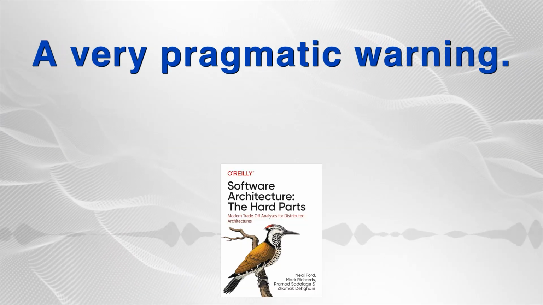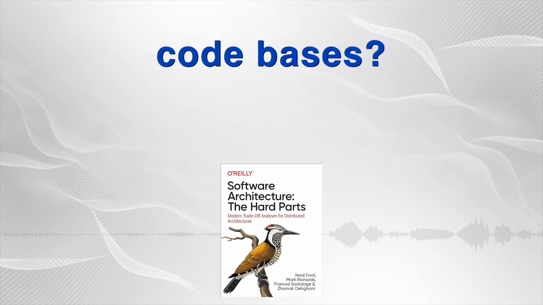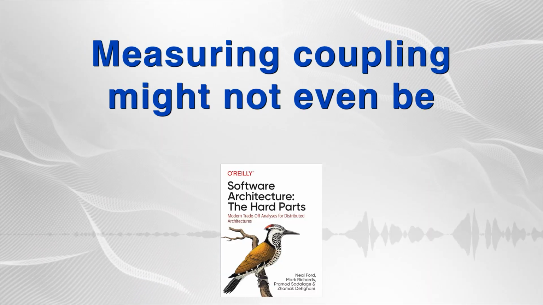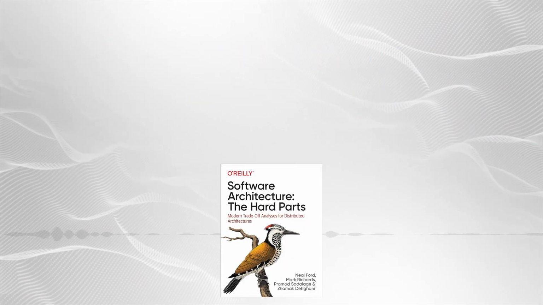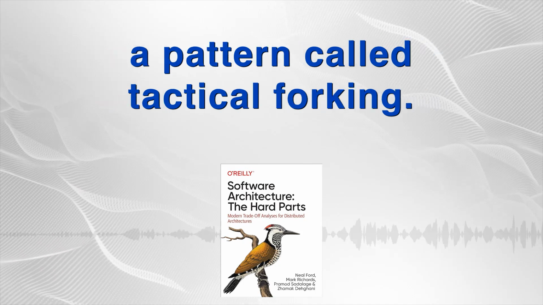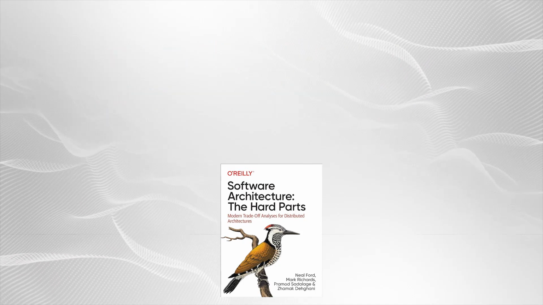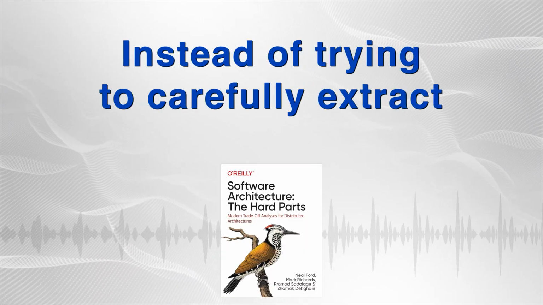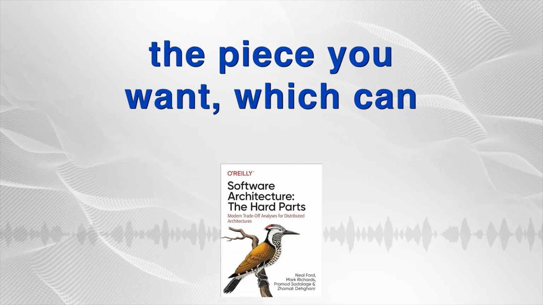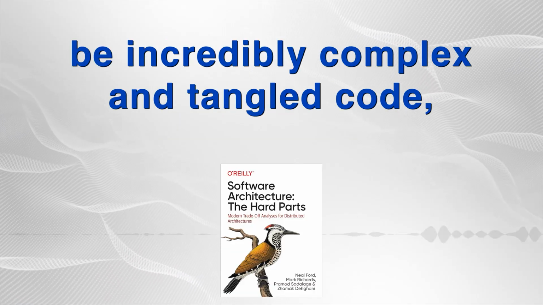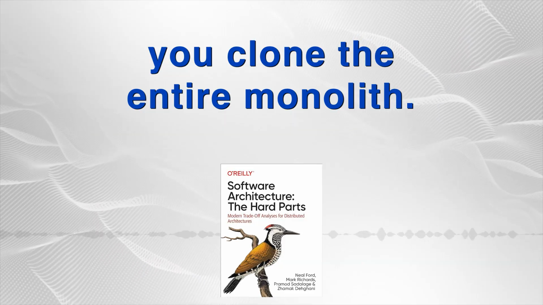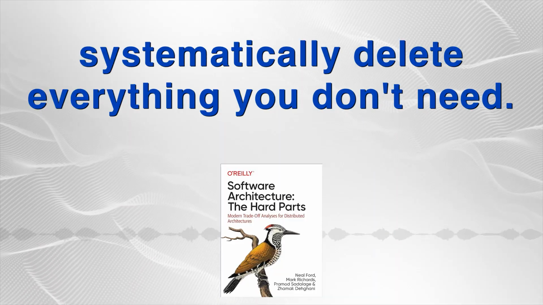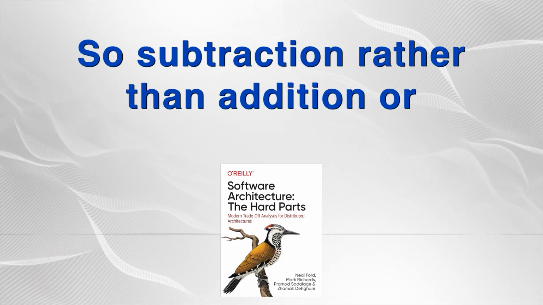A very pragmatic warning. Now, what about those truly messy code bases, the big balls of mud where structure is minimal? Measuring coupling might not even be feasible. For those situations, Chapter 4 suggests a pattern called tactical forking. It sounds drastic, but it's often effective. How does it work? Instead of trying to carefully extract the piece you want, which can be incredibly complex and tangled code, you clone the entire monolith. Then, for your new service, you systematically delete everything you don't need. So subtraction rather than addition or extraction.